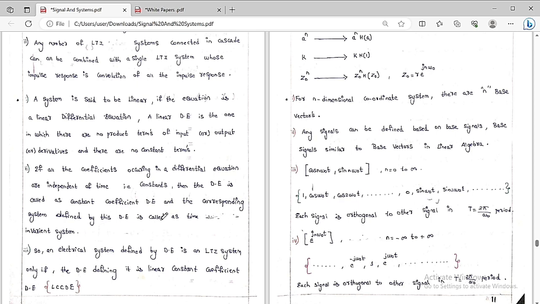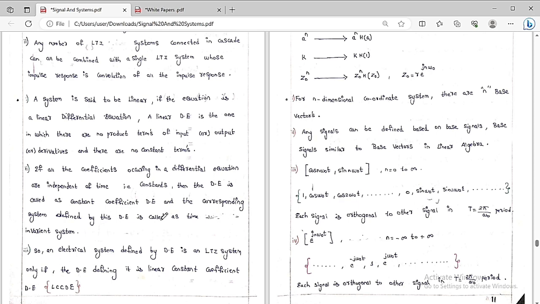Suppose you have a system in which there is an input-output relation with the help of a differential equation. If the coefficients are independent of time, because they are constants, then we can say it is a constant coefficient differential equation, and the given system is said to be a time invariant system. In simple words, if the differential equation has constant coefficients, then it is a constant coefficient differential equation, and the given system we call the time invariant system.